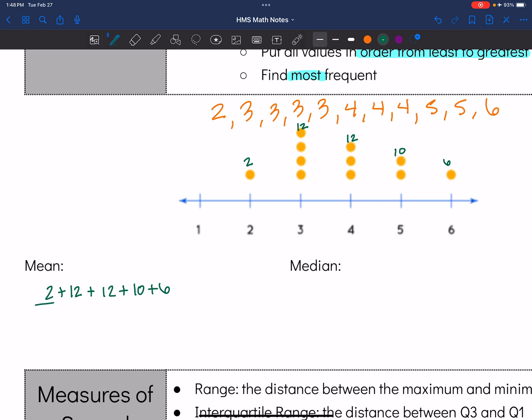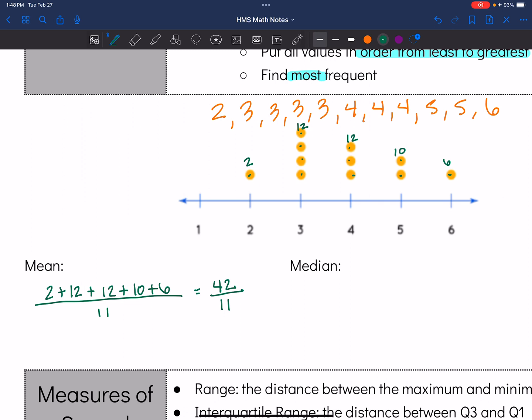And then I'm dividing by how many total dots there are, or how many total values there are. So let's count. 1, 2, 3, 4, 5, 6, 7, 8, 9, 10, 11. So I'm dividing by 11. All right, 2 plus 12 is 14, plus 12 is 26, plus 10 is 36, plus 6 is 42.